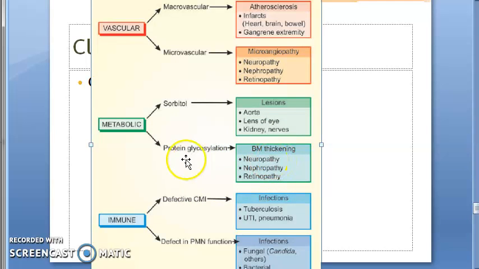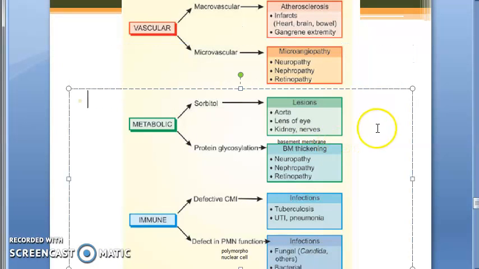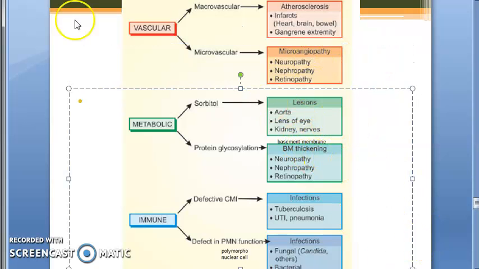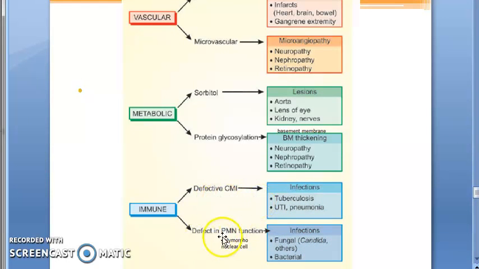What is BM thickening? That's nothing but the vascular basement membrane thickening. So we have added the information here: basement membrane thickening because of protein glycosylation. Then infections, because of defective cell-mediated immunity and defective functioning of the polymorphonuclear cells. Fungal infections, bacterial infections, UTI, pneumonia, tuberculosis even.